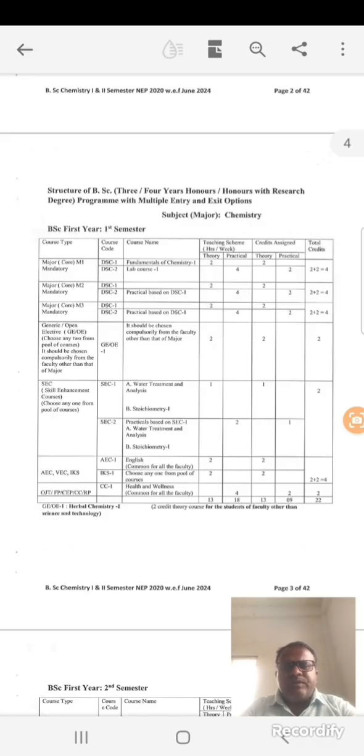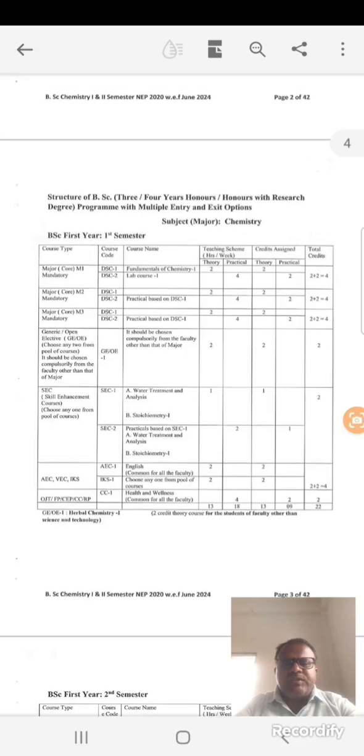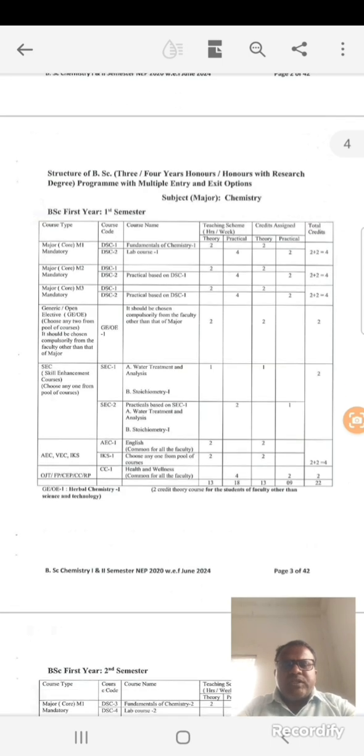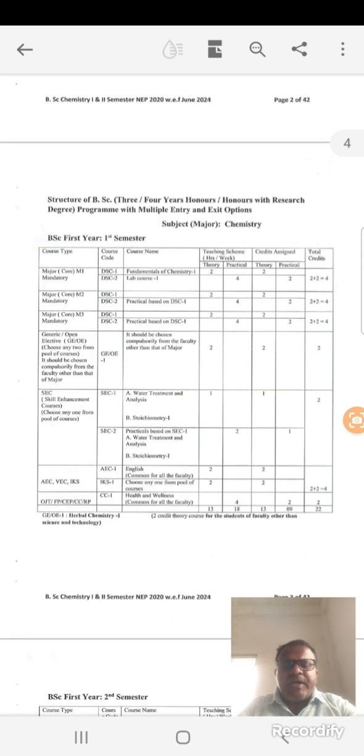It may be physics, chemistry, math, or botany, zoology, chemistry. These three major subjects are coded as DSC 1, DSC 2, and DSC 3. DSC first is the fundamental of chemistry. In front of you is the syllabus and the scheme, practical as well as theory papers. And DSC 2 is the lab course, it means practical papers.